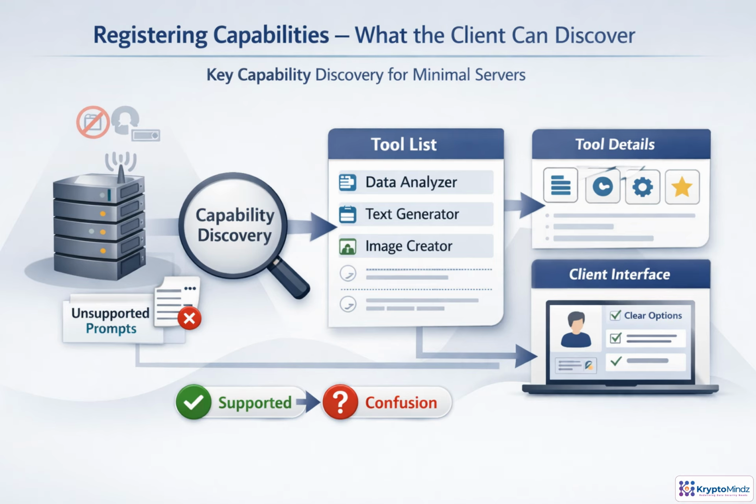Capability discovery is the client's first view of your server. When the client asks what you can do, the server should answer with only the features it truly supports. For a minimal MCP server, that usually means a clear tool list such as get status, plus useful metadata describing what the tool does and how to call it. Avoid advertising resources, prompts, or advanced behavior you have not implemented. Accurate, minimal capabilities keep the client experience predictable and reduce failed or confusing requests.